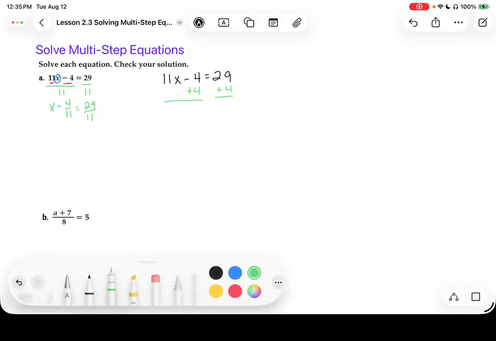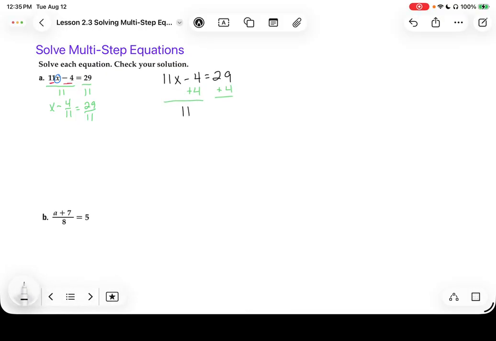Now I avoid the fractions. I have 11x on the left side, and 29 plus 4 is 33, and now I've avoided the fractions. I'm going to go ahead and write my property that I used. I used the addition property of equality. I want to justify my answer, the addition property of equality. I added 4 to both sides. And now I'm one step away from the answer.